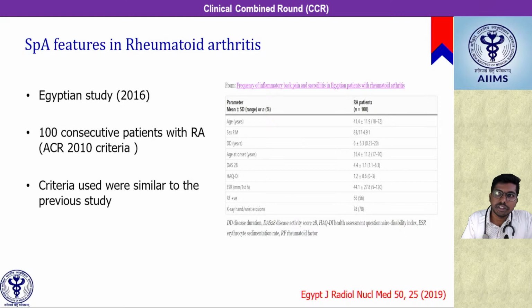So this is the next study done in Egypt. They took 100 consecutive patients with RA satisfying the ACR 2010 criteria. The study was done after 2010. The criteria used for assessing SPA was similar to the previous studies.